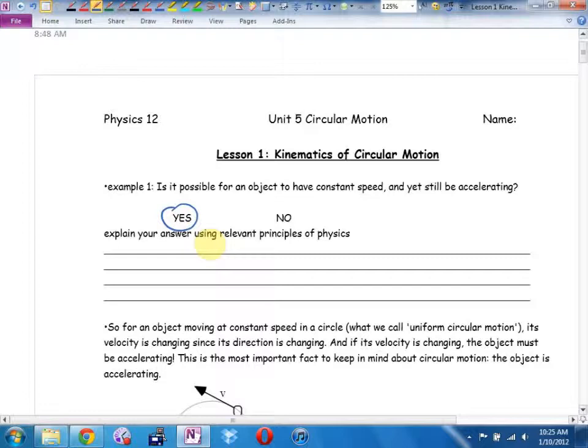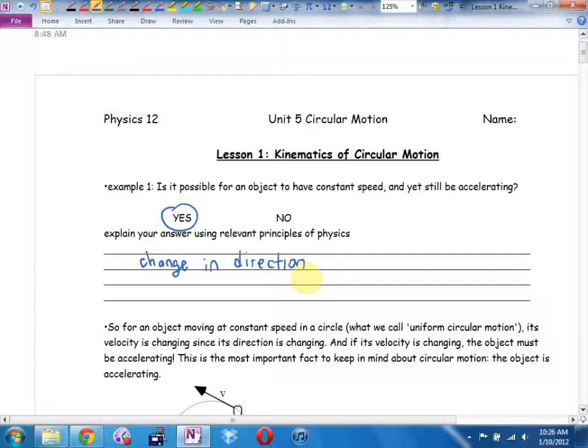Change in direction. Let me give you a great example right now. I would argue as I'm spinning this around my head, it's traveling at a pretty constant speed. Each time it goes around, it's taking about the same time. But I can tell you it's accelerating. You know why? I feel a force on my hand, and I know it has mass, and force is mass times what? Acceleration. If there wasn't acceleration, I wouldn't be feeling a force.